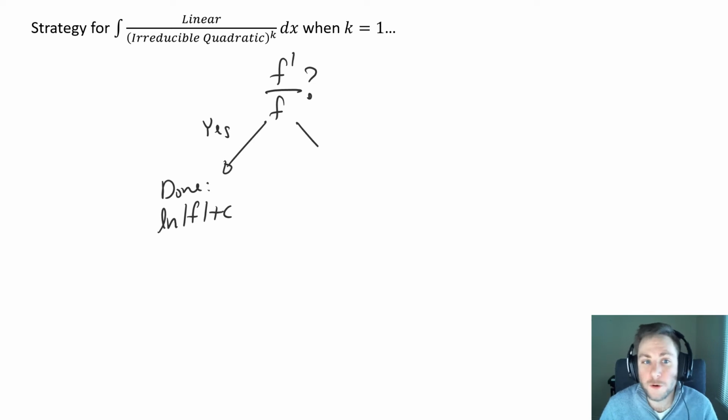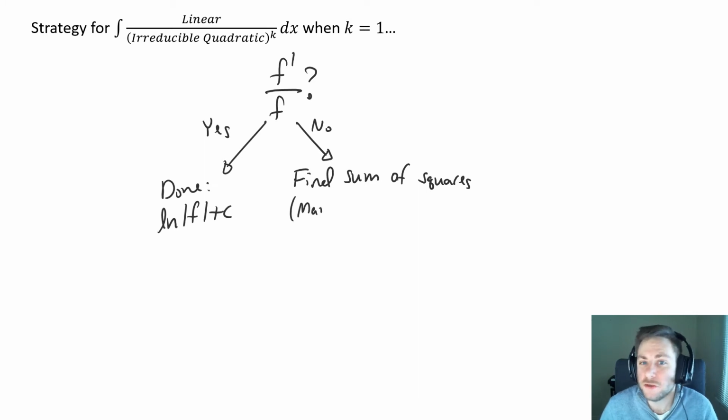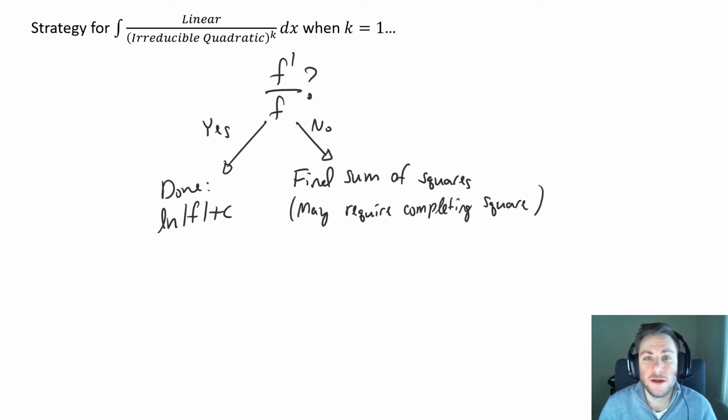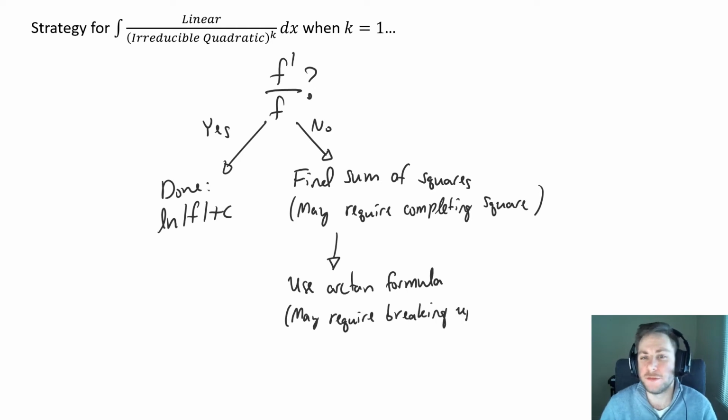If you cannot form an f prime over f structure, that's when things get a little more complicated. But it does play out exactly the same way every single time. When f prime over f fails, always look for a sum of squares. In order to find one, keep in mind that you might need to complete the square first, and once you have a sum of squares, then you should be set up to use the arctan formula, perhaps with an appropriate substitution first. However, the example we just did showed that it might also be necessary to break up your fraction before using the arctan formula, but at that point, you're basically done.